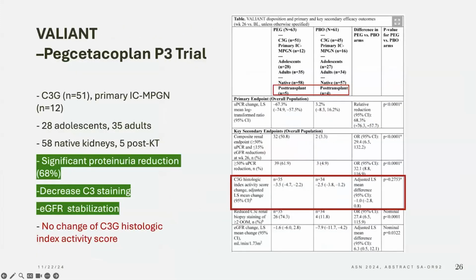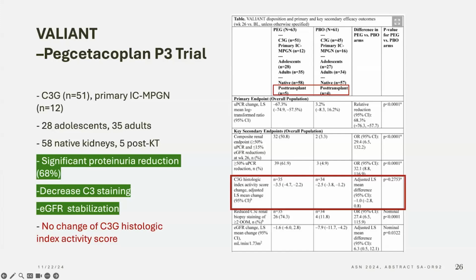Valiant is a randomized, multi-center, double-blind, placebo-controlled phase 3 trial of pegcetacoplan. 63 patients were in the pegcetacoplan group and 61 in the placebo group. It included adolescents and adults with native or post-transplant recurrent C3G or primary immune complex-mediated MPGN. 9 patients were kidney recipients. It's completed and the result was released at ASN 2024.